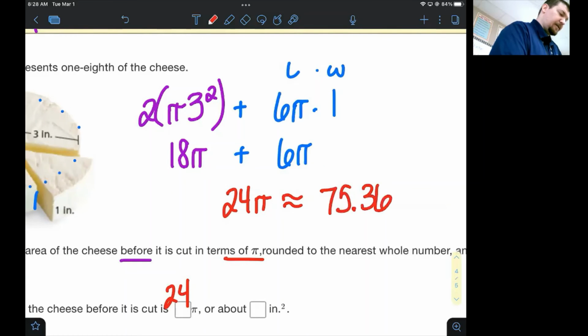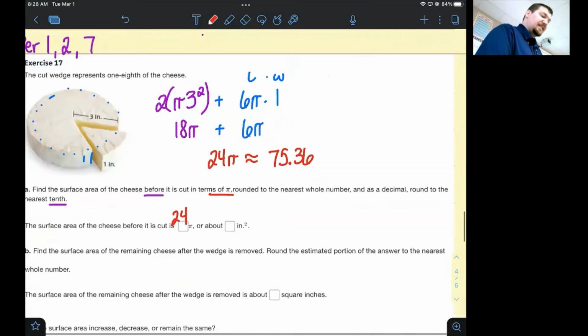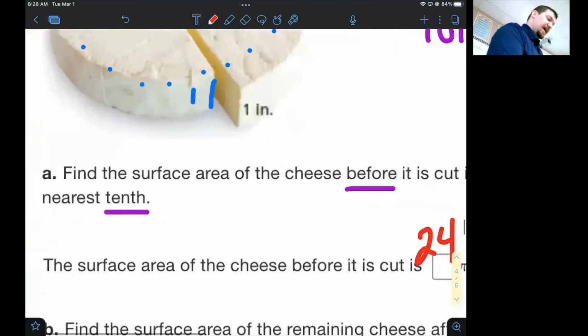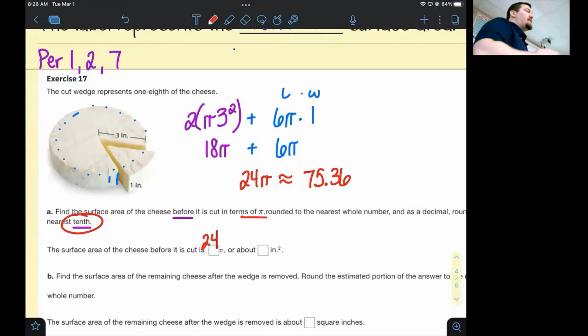75.36. Excellent. Okay. Now they say to round as a decimal to the nearest tenth. And so Maddox, that's 1 decimal place. Would you say that your answer of 75.36 needs to stay as 75.3 or bump to 75.4? Got it. Excellent. So we're going to write 75.4 square inches, and we have the total surface area. Again, this is before that piece is cut out.